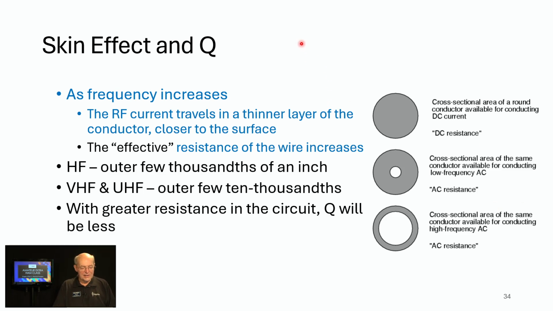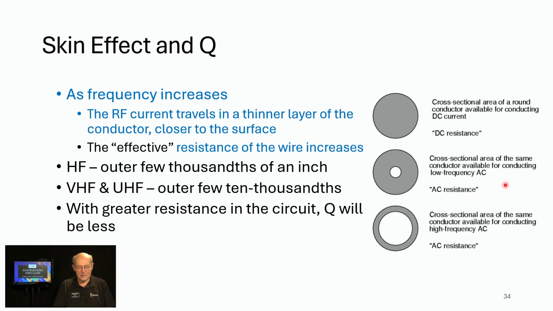So the skin effect in Q, that's the first one. Let's look at the diagram first. Here we've got a wire. So this is a cross-sectional area for a round conductor, and that entire cross-sectional area will be helpful if you're passing direct current through it. The fatter the wire, the more current you can carry.